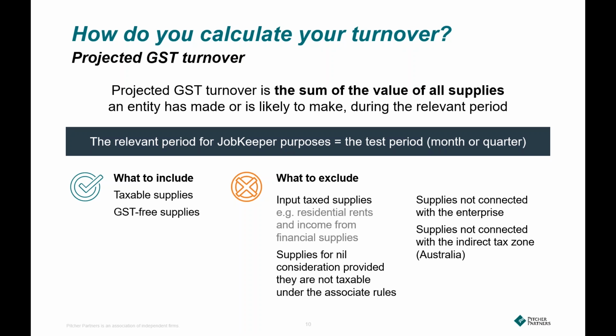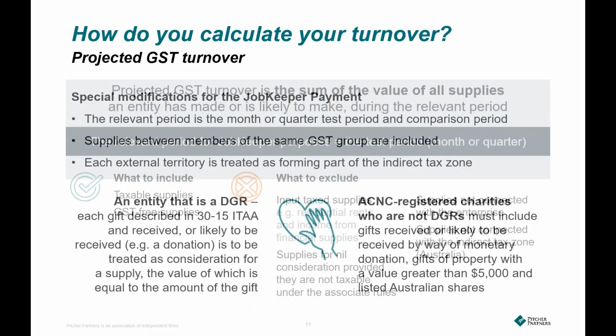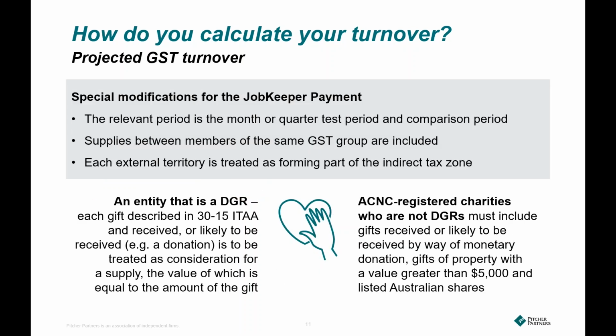You should also exclude supplies that are not connected with your enterprise, so that may include supplies of private assets outside of the enterprise that you're carrying on, as well as supplies that are not connected with Australia. The JobKeeper rules have made some special modifications to the rules in the GST Act regarding projected GST turnover. As I said before, the first modification is that the relevant period to be considered is the month or quarter test period and the corresponding comparison period in 2019.